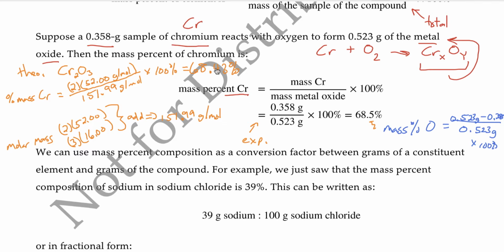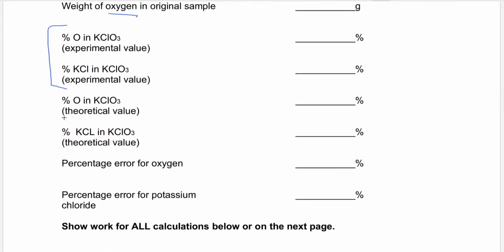Okay. The fact that these two agree so well, that's how I know that this chromium oxide is actually chromium 3 oxide, this formula here, okay? This is the kind of setup that you're then going to use for the theoretical values here. So again, these values are going to be taken from the periodic table, basically.